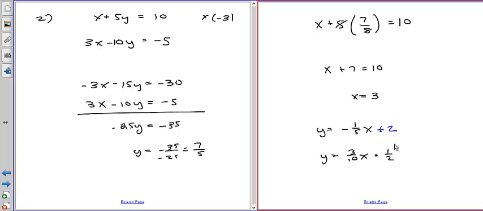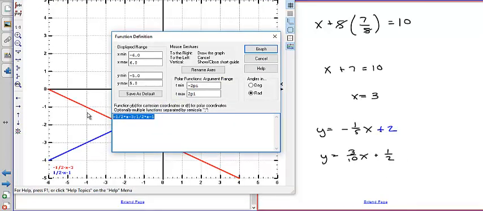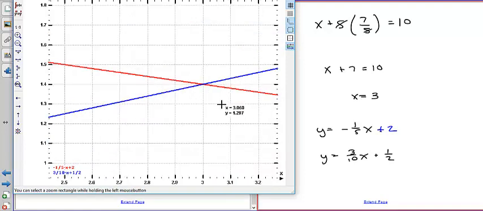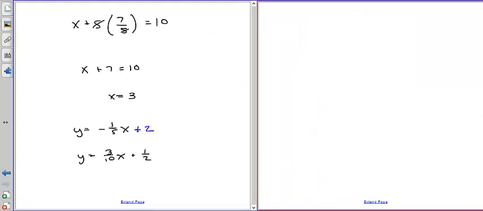So I think that's right. Let's see what we get. So we get y is equal to negative 1/5 x plus 2 and 3/10 x plus 1/2. And find this point of intersection. It's right here. And so x is 3, which is the answer we got, and y is equal to 1.4, and 1.4 is 7/5. So that is correct.